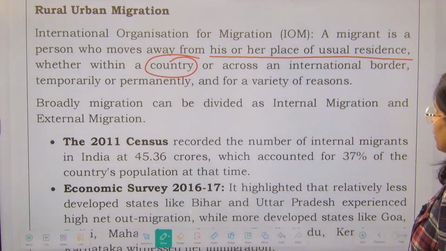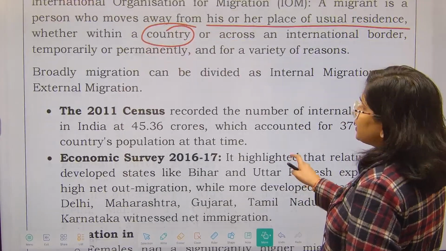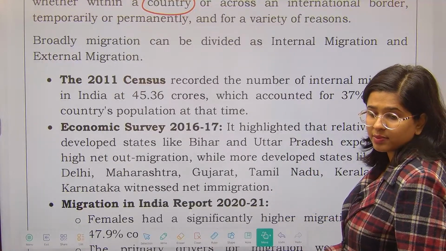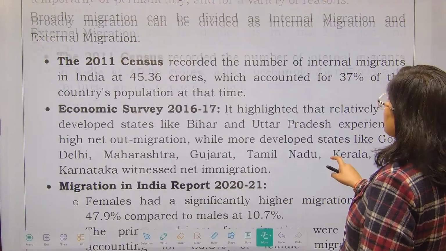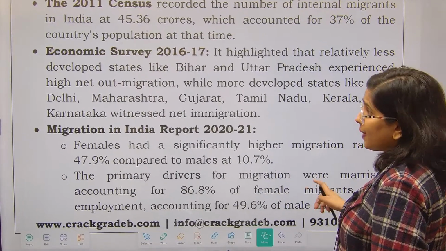2011 census has recorded the number of internal migrants as 45.36 crores. The same figure we have read in terms of millions, right? Which accounted for 37% of the country's population at that particular time.